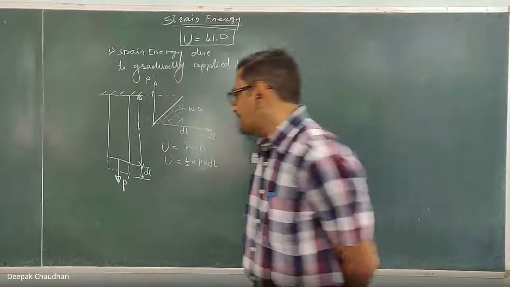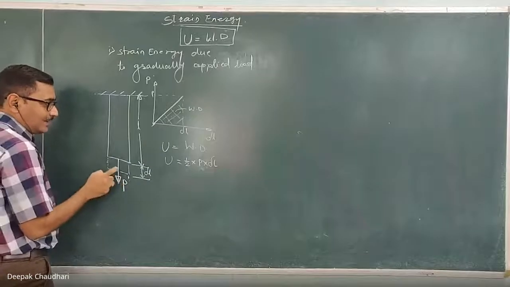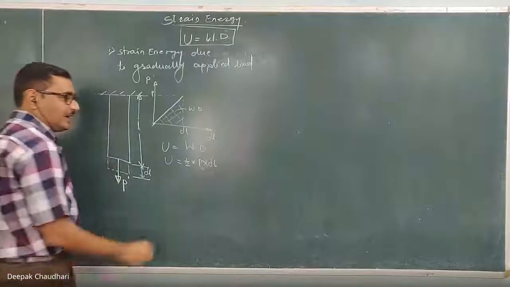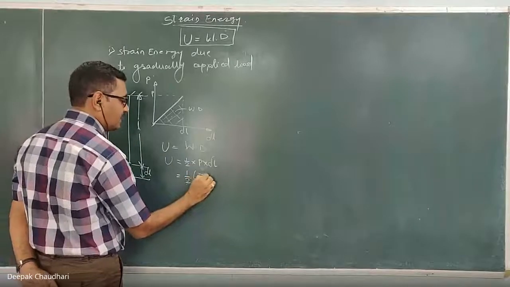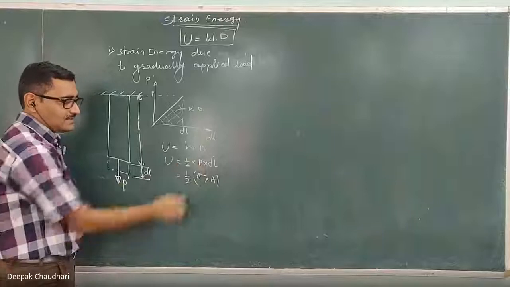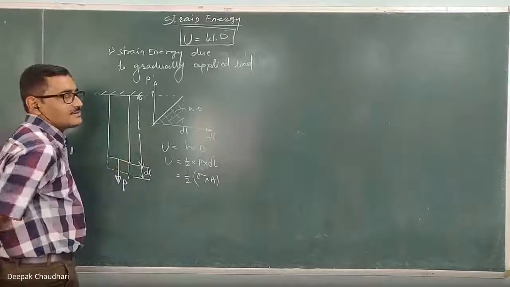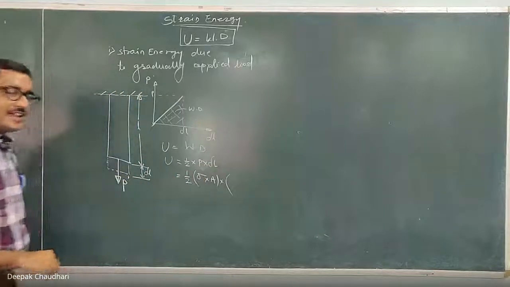Now we know that this P is the applied load, and it is a gradually applied load. Because of that, some stress is induced in the material. Clear? So the relation between the applied force and the stress can be written as P equals stress into area. This is the stress induced in the material because of this gradually applied load, into this delta L.